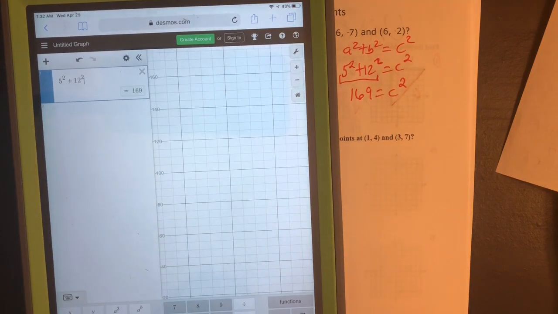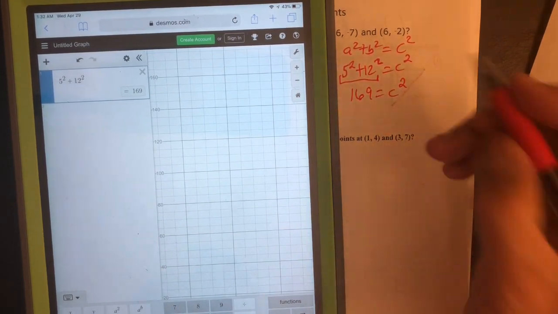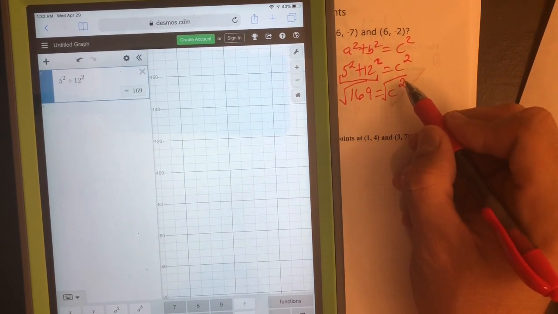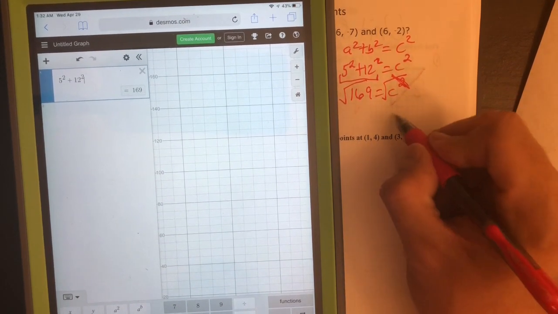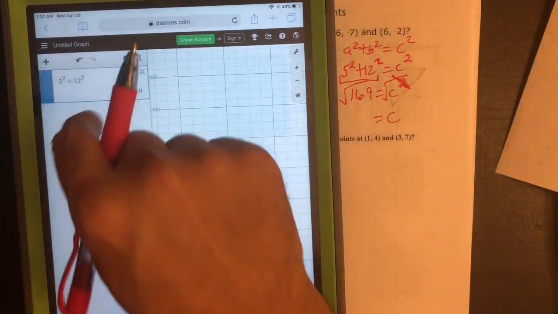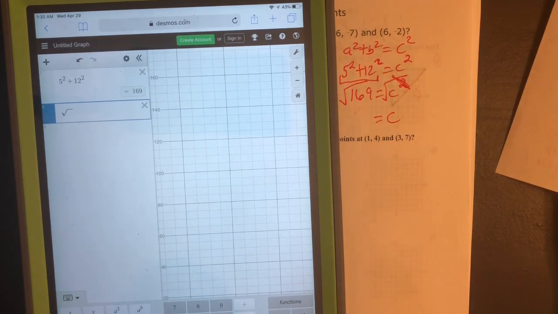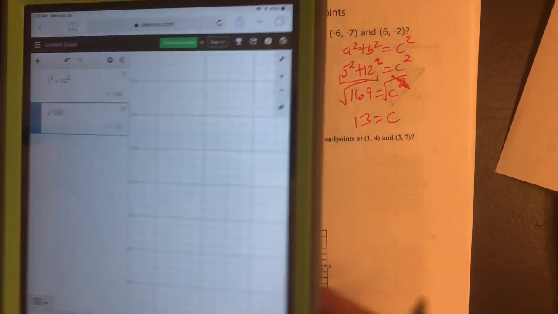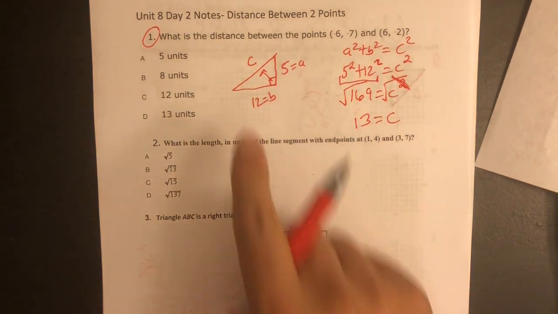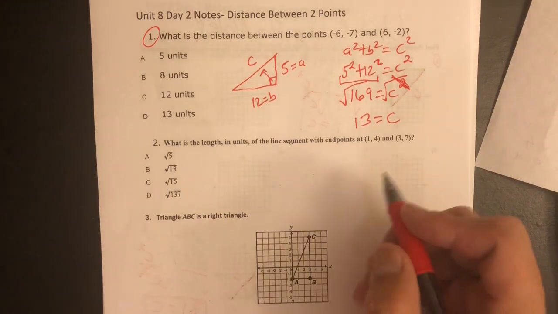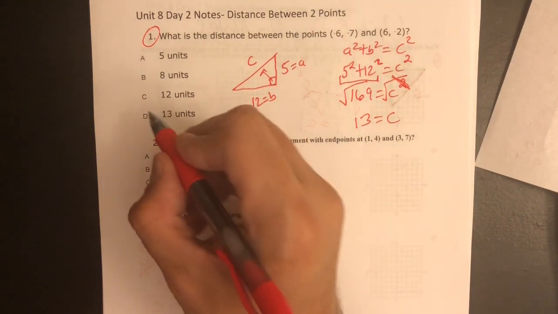equals C squared. Okay. Then the opposite of a square is square root. So when you take the square root of a square, they cancel themselves out. So you're left with C equals. And of course, if you do the square root of 169, that is a perfect square. So we should know that the square root of 169 is 13. And so that means the measurement of this diagonal, or this missing side, or the distance between these 2 points, will be 13, which is answer choice D.